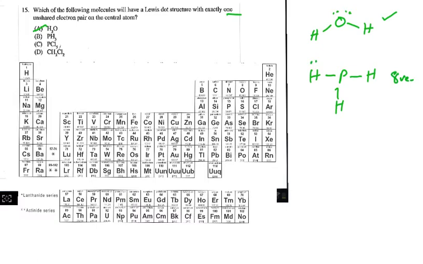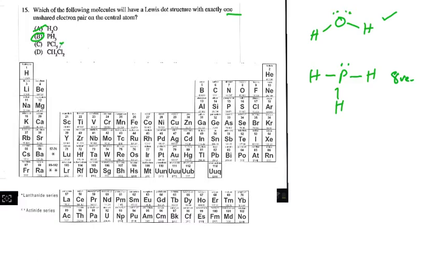So we're going to take those back off. There we go. No dots on the outside, and then we go to the inside. We've already used 6 in the bonds: 2, 4, 6. So that means the last 2 are going to go on the central one. So I think that's going to turn out to be the answer, is PH3 has 1 unshared electron pair.